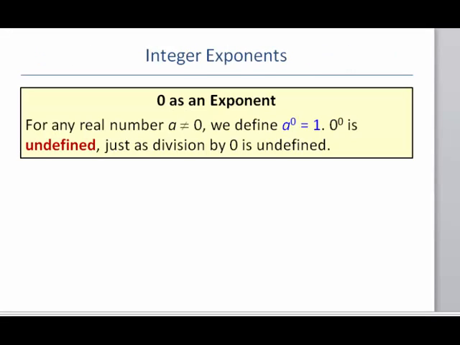The next rule that we want to remember says that a to the 0 is equal to 1. Essentially what this is saying is that for any number that we raise to the 0 power, the answer is equal to 1. So if we had 5 to the 0, that's equal to 1. Or 10 to the 0 is equal to 1, or negative 8 to the 0 equal to 1. Any number that we raise to the 0 power is always equal to 1.